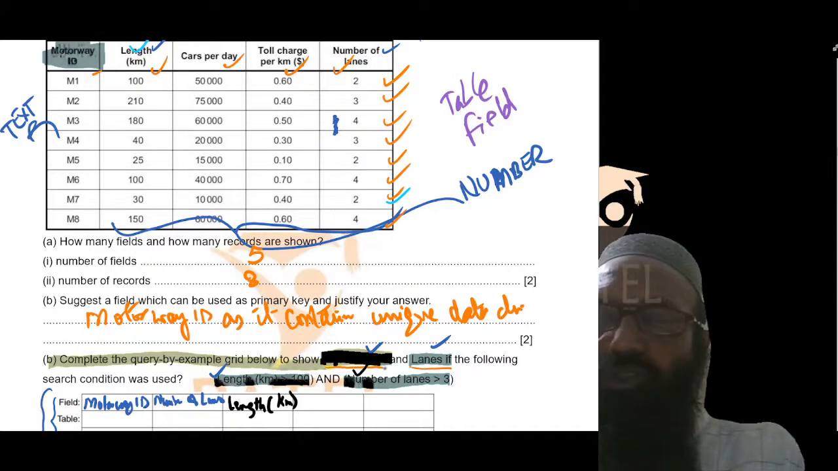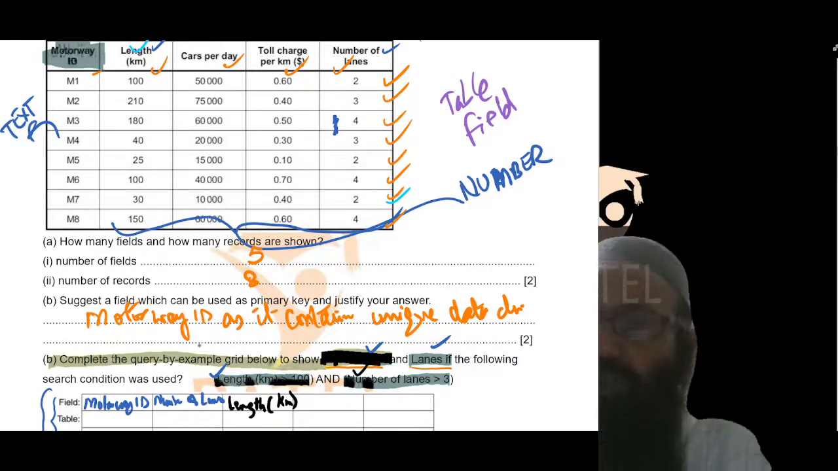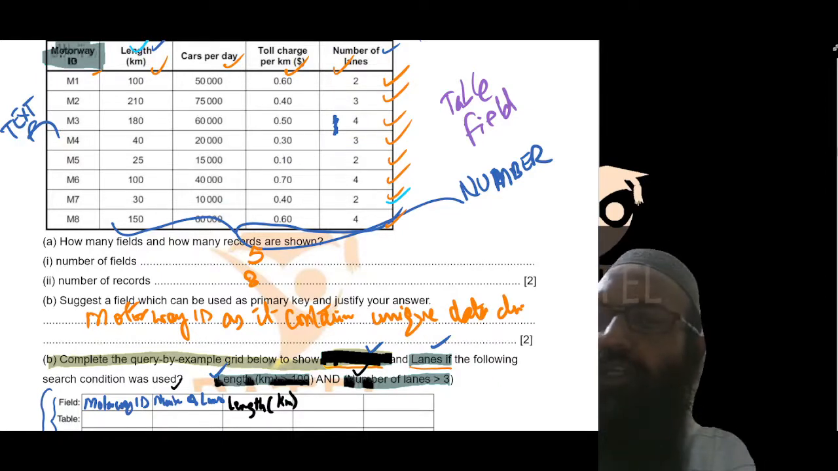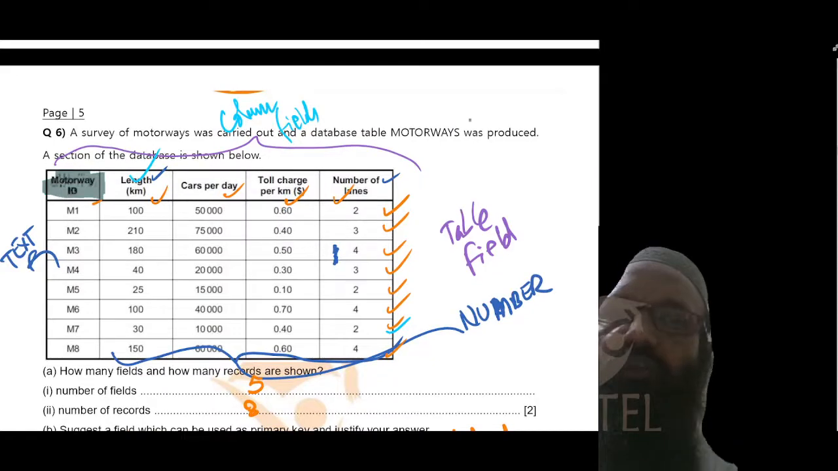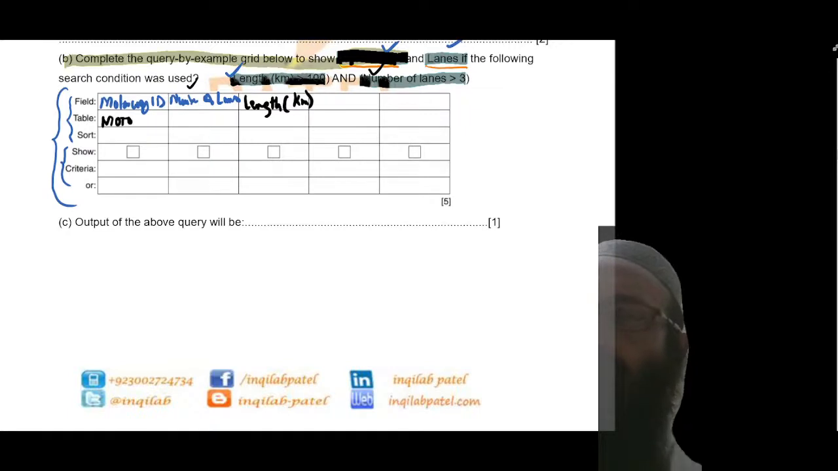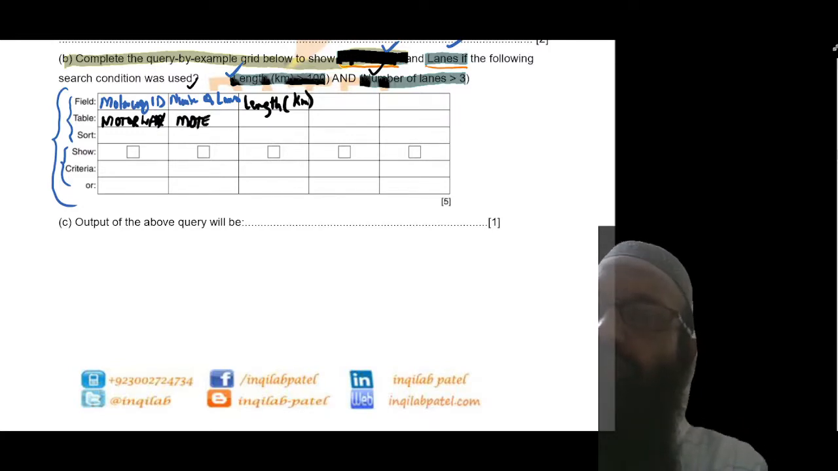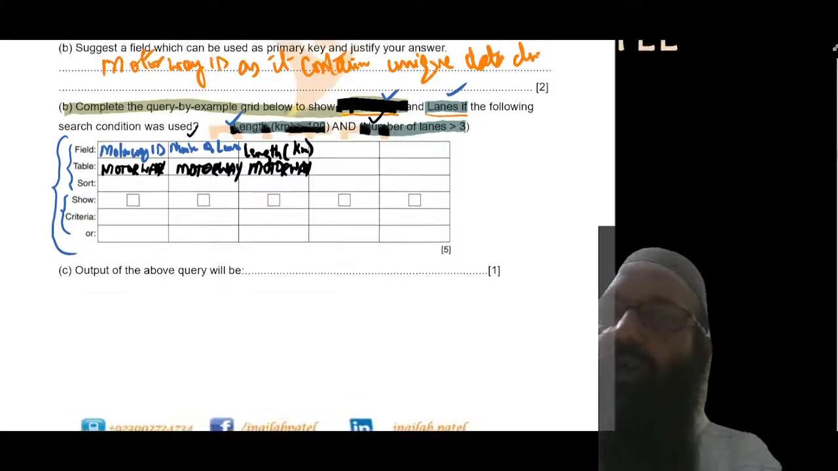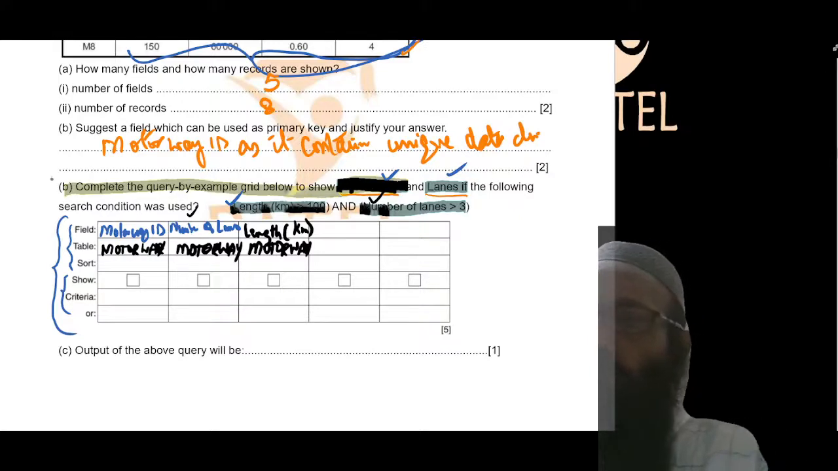And number of lanes, so we use the third field. Number of lanes we have already written. In the second row we will write down the name of the table, and the table's name is motorway. So we will write down motorway over here. Mostly the field name is written in all caps. It is not necessary that all columns are filled. Achha. Then it is not mentioned to display anything in any order, so we will leave this row blank.